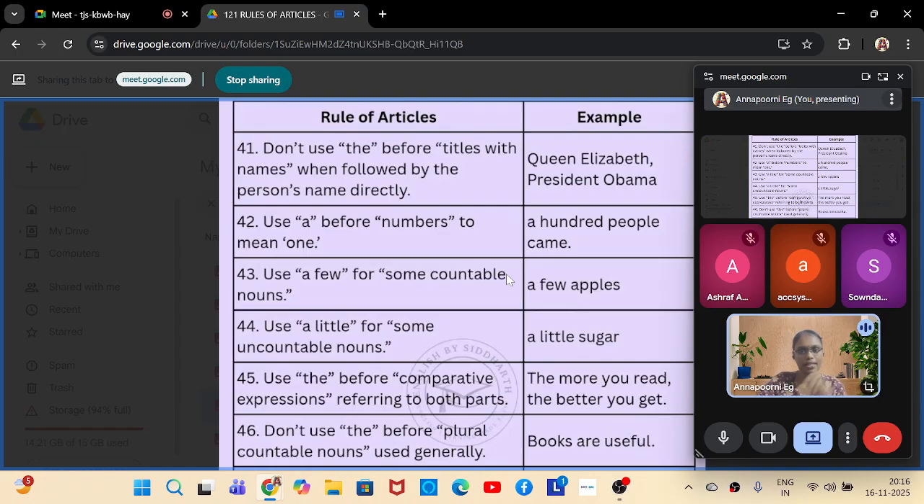So here, do not use the before titles with names when followed by the person's name directly. For example, President Draupadi Murmu. The President Draupadi Murmu is not needed. Similarly, Queen Elizabeth. The Queen Elizabeth എന്ന് വേണ്ട. But Elizabeth എന്ന് പറയുന്നില്ലെങ്കിൽ then you should write the Queen. Okay. അതുപോലെ ഇപ്പോൾ President Obama. Or you can say the President of USA, the USA President. Barack Obama was the former President of the USA.